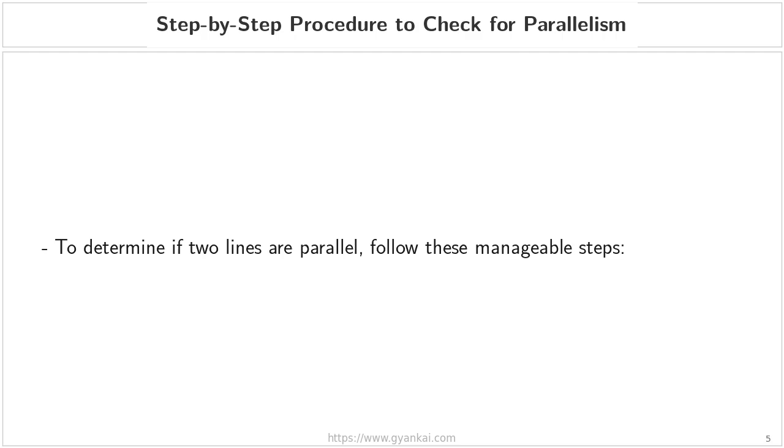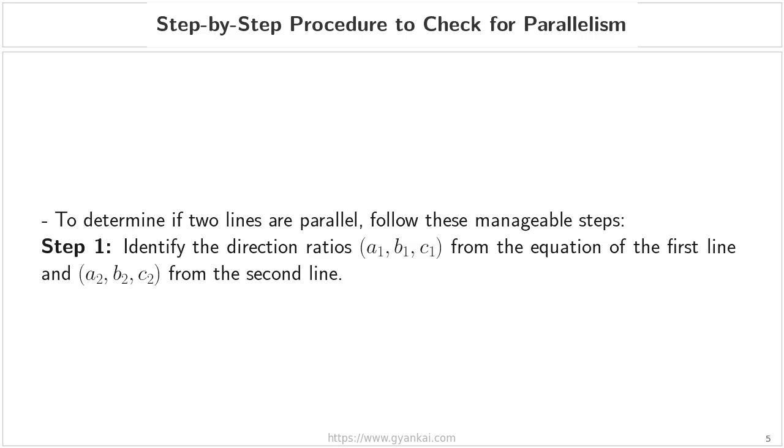Step-by-step procedure to check for parallelism. Now that we understand the theory behind why proportional direction ratios indicate parallelism, let's look at a practical, step-by-step procedure you can use to solve these problems every time. I've broken this down into 4 manageable steps so you don't feel overwhelmed by the 3D coordinates. Step 1, your first task is to extract the necessary information from the given equations.